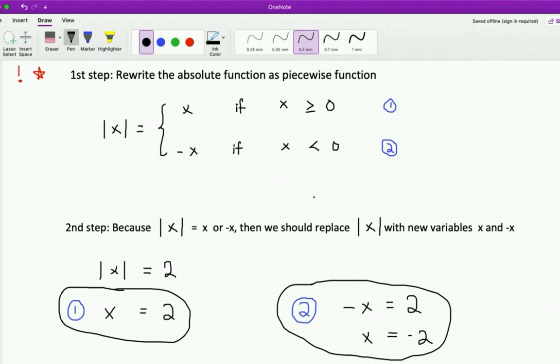The second solution is based on the second case. For the second case, we know that the absolute function of x equals negative x. So I replace the absolute function of x in my original equation with negative x. Negative x equals 2, and I know that x equals negative 2.